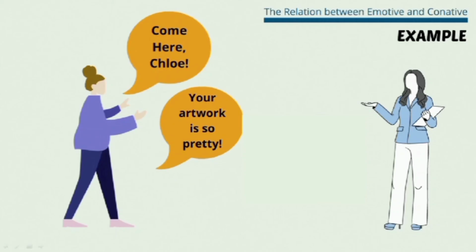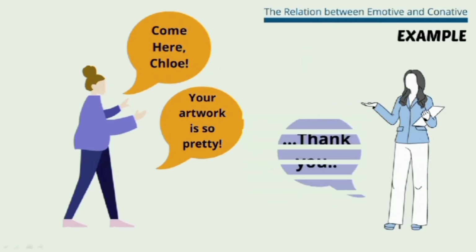Something like this if you put the two together. You say, "Come here, Chloe. Your orchid is so pretty." Your friend Chloe, who heard this, will be confused, and finally, the communication will end in the word "thank you" only.